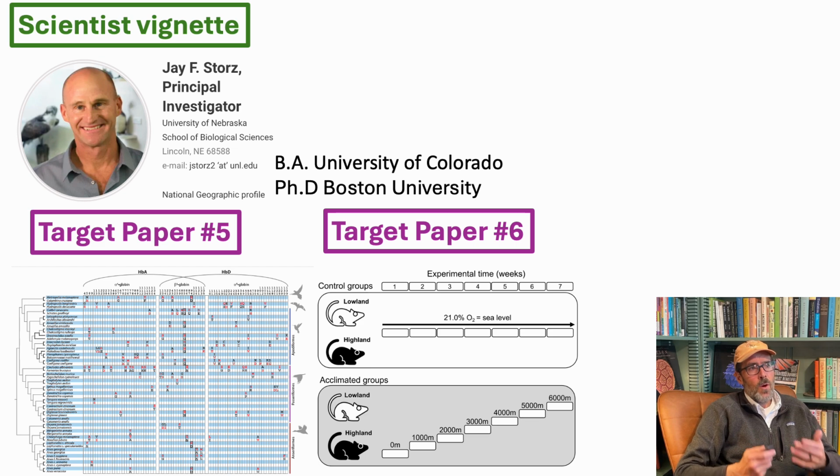So Jay Storz works at the University of Nebraska at Lincoln. He got his BA at the University of Colorado, and also a PhD at Boston University, and then now is back at the University of Nebraska, and has really contributed a lot to animal physiology and evolution and plasticity, especially revolving around hemoglobin. And I think he's really carrying the torch of Max Perutz. I like how in many of his papers he cites Max Perutz really early on. And the data that he's finding don't necessarily go against what Max Perutz found.